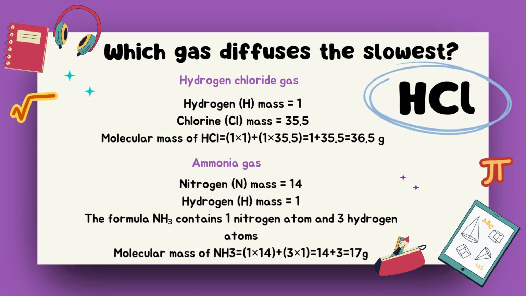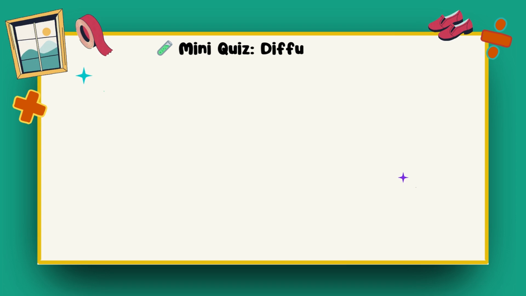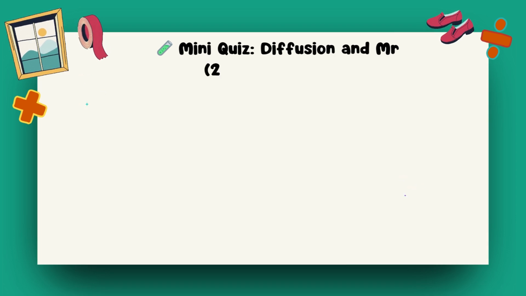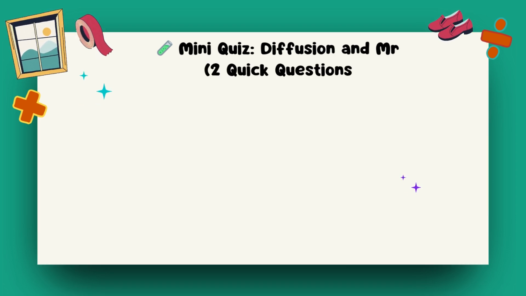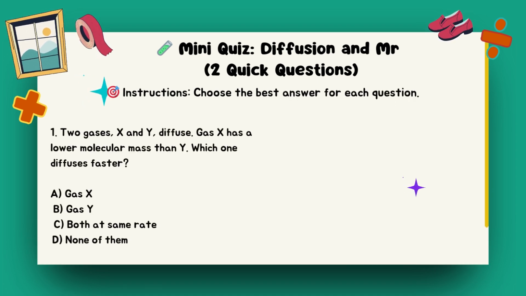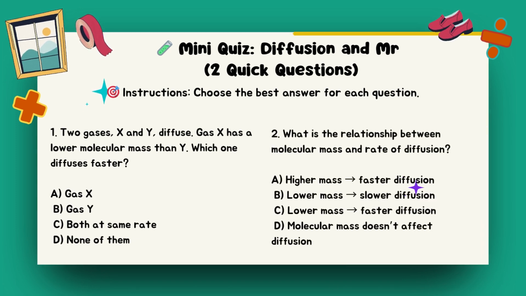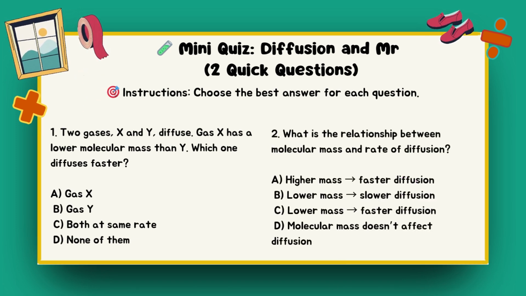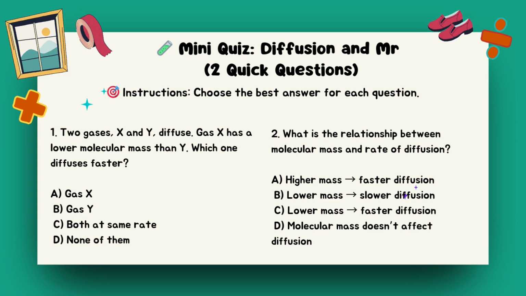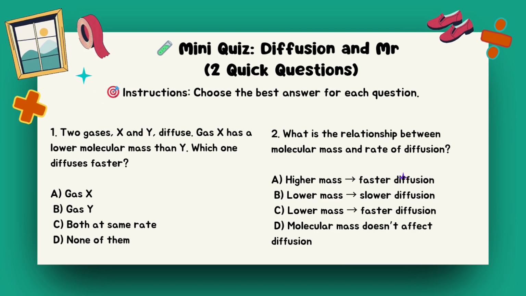Now, let me take your quiz. Mini quiz for you, diffusion and the molecular mass. Here are 2 quick questions. Choose the best answer for each question. Number 1, 2 gases X and Y diffuse. Gas X has a lower molecular mass than Y. Which one diffuses the fastest? Question number 2, what is the relation between the molecular mass and the rate of diffusion? Options are in front of you. Write in the comment box what the correct answers of these 2 questions are.